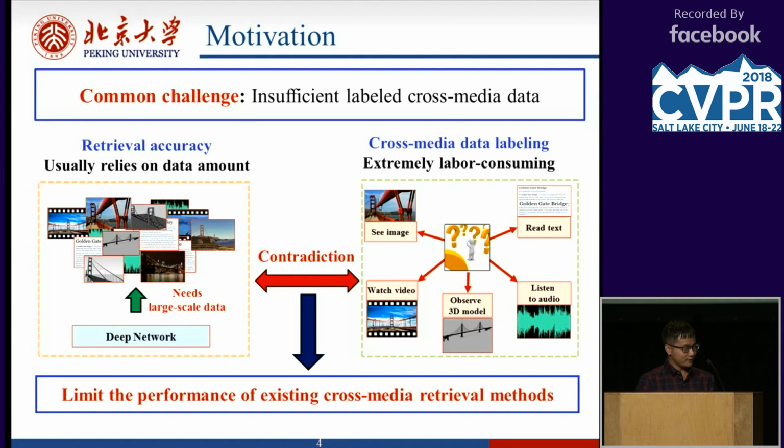Existing methods face the challenge of insufficient labeled cross-media data. The retrieval accuracy usually relies on the amount of training data. However, it is extremely labor-consuming to label cross-media data. Imagine you are labeling the data of Golden Gate Bridge. You have to see the image, read text, watch video, listen to audio, and even observe the 3D model. This limits the performance of current cross-media retrieval methods.